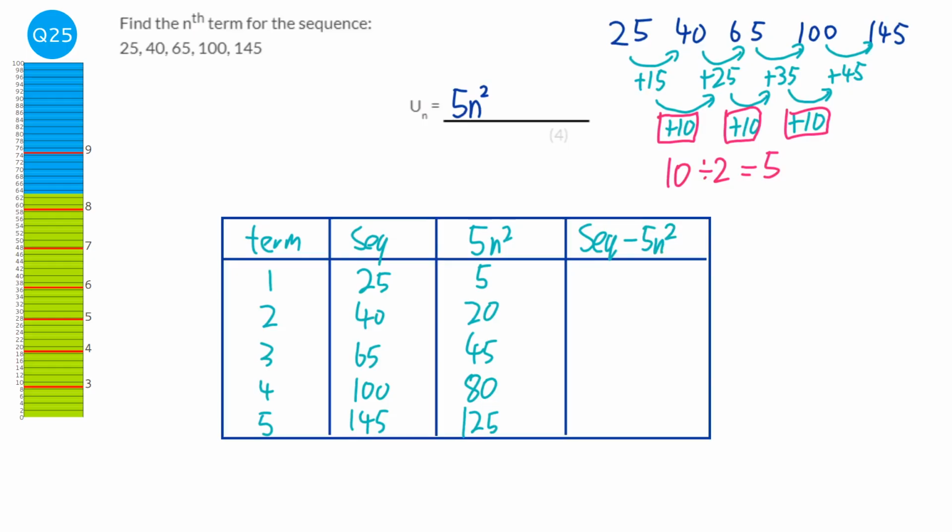So 25 take away 5 is 20. 40 take away 20 is 20. 65 take away 45, 20, 20, 20. So what this is saying is that once we remove the 5n squared, there's still 20 left. And so all we need to do to our sequence is just add that 20 on.